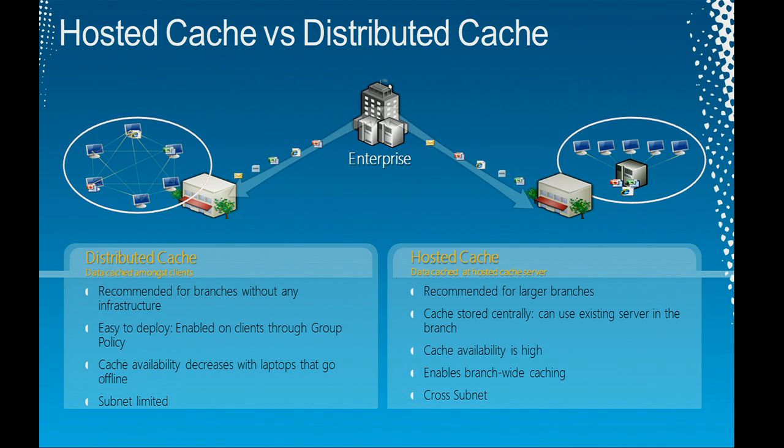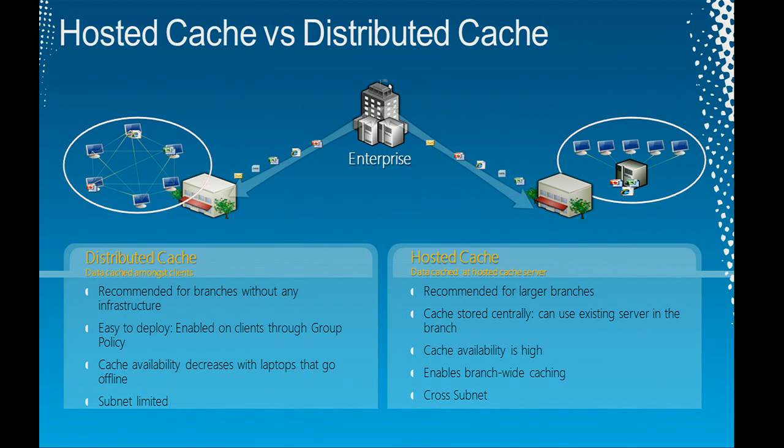Easy to deploy. All you have to do is enable BranchCache through a GPO. That's it. In your data center, you say, BranchCache, turn it on, yes. What mode? Distributed mode. GPO update, done. Now your machines in your client branch office are enabled for BranchCache.